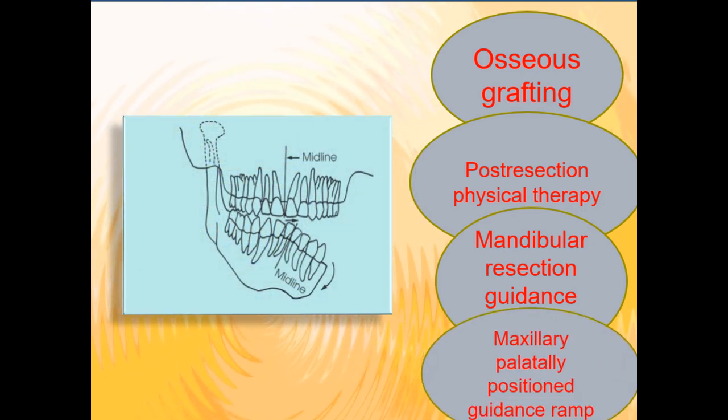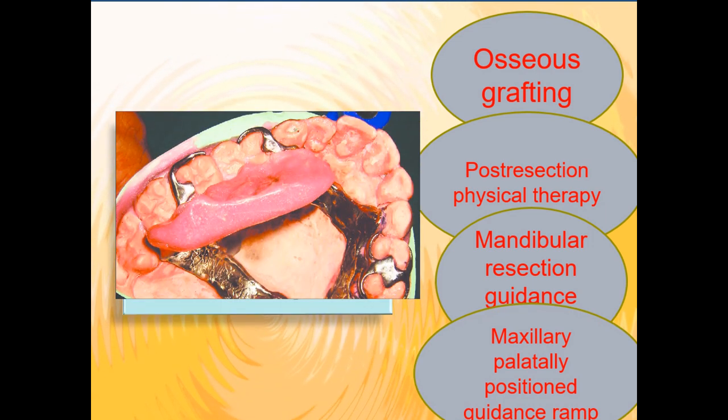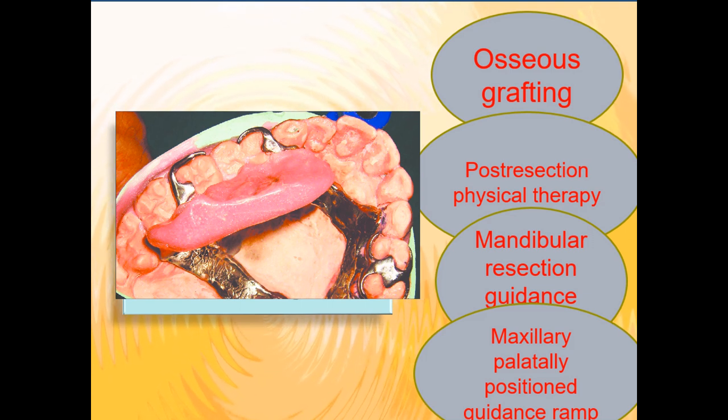Finally, a maxillary palatally positioned guidance ramp. This is effective particularly when the deviation is less severe. So the guidance ramp may be incorporated into a palatal drop prosthesis in cases of partial glossectomy with limited residual tongue mobility. So such prosthesis serves dual purpose of mandibular guidance and also residual tongue articulation.